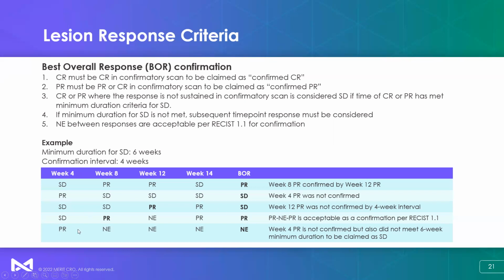So we can claim BOR is a partial response for this subject. For the last one, I have a partial response at the first visit, followed by not available in the rest of the visits. In this case, I look for the best response, which is a partial response at the first visit without any confirmation on following visits. So this partial response cannot be claimed as a partial response, but also is not enough to be called a stable disease, since the minimum duration of 6 weeks has not passed at the week 4 point here. So unfortunately for this subject, our best overall response is not derivable or not available in this case.